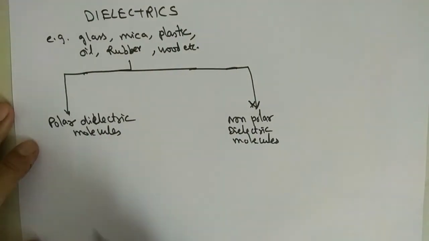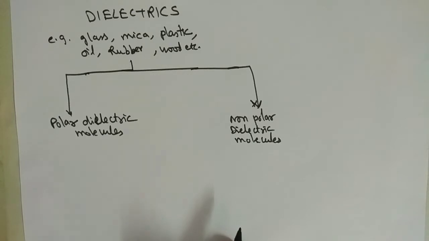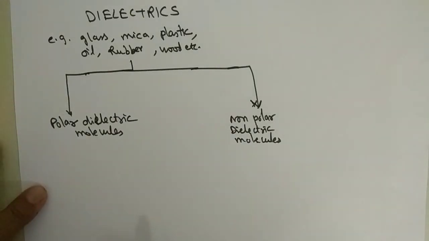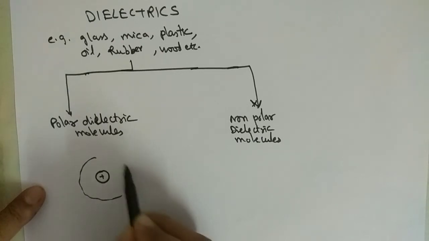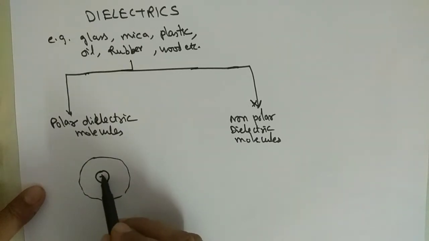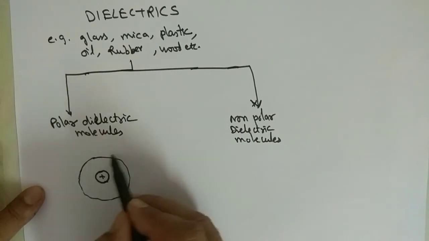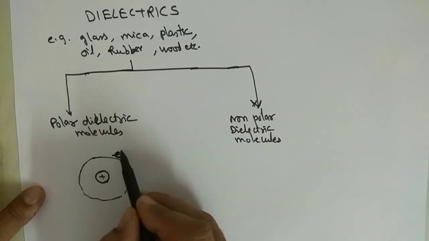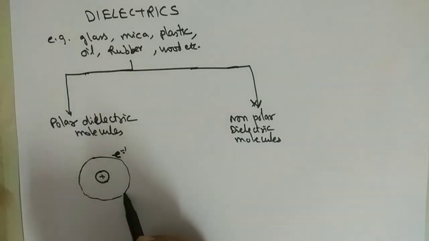So first of all, see what polar is. Polar means having some polarity. Suppose we look at the basics of the atom. This side is positive and this side is negative. Why is it positive? Only due to the presence of the protons in the nucleus. And why is this portion negative? Due to the electrons.